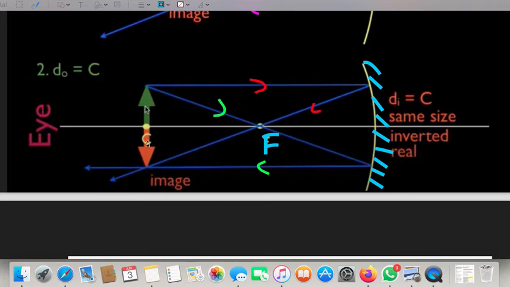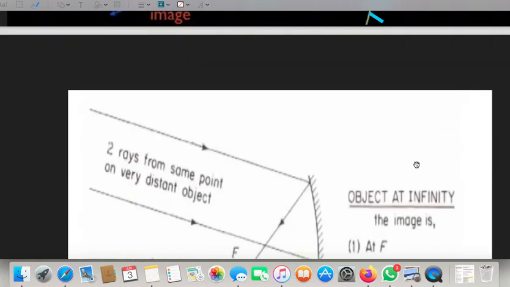And what we can actually conclude here is that the image formed is of the same size, it is inverted, and it is real. The image formed is same size, inverted, and real. So that needs to be taken care of. Okay, let us move to the next.